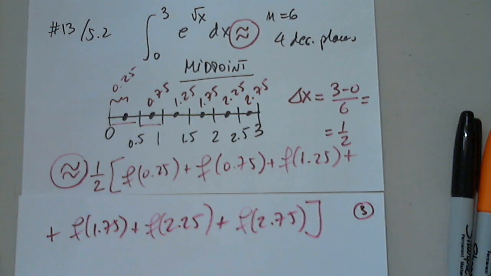Okay. So we go to stats. We want to edit a list. And I will highlight list L1 at the top, clear and enter. I want to remove any of that. The points that I am plugging in, the x values, are 0.25, 0.75, 1.25, 1.75, what else? 2.25 and 2.75.